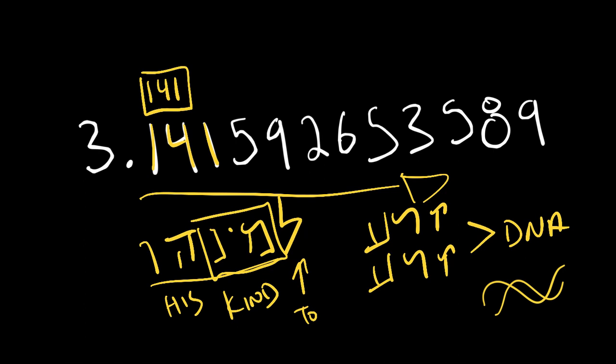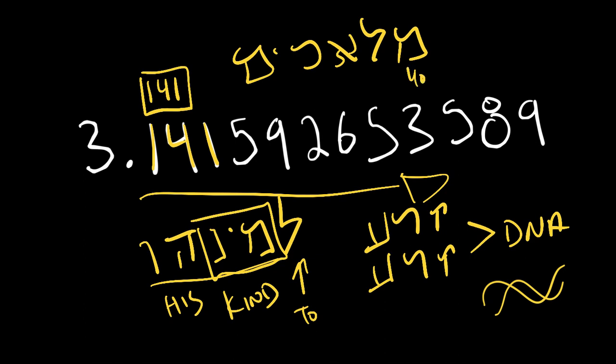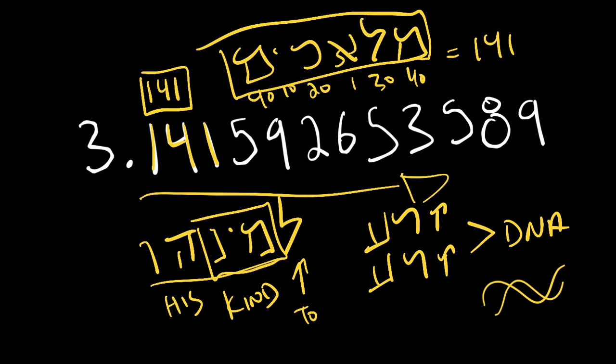Another way to look at this is you could take 141, the same number, and although this isn't the first occurrence of the word, it's also the value of melakim. 40 plus 30 plus 1 plus 20 plus 10 plus 40 equals 141. And this word is angels.